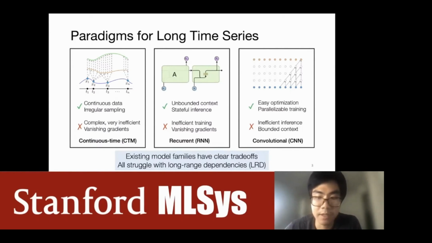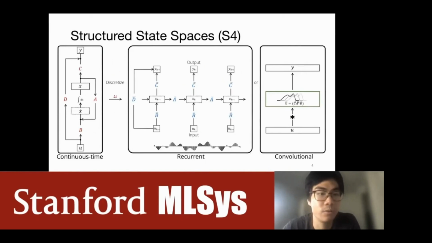So our first goal in this talk is to see how we can combine the strengths of these families by using what's called a state space model. This is a little diagram that I'll unpack later. The high level is that this model is going to have 3 different representations that can be switched back and forth between each other. And each representation gives it the benefits of one of those 3 paradigms: continuous time, recurrent, or convolutional.